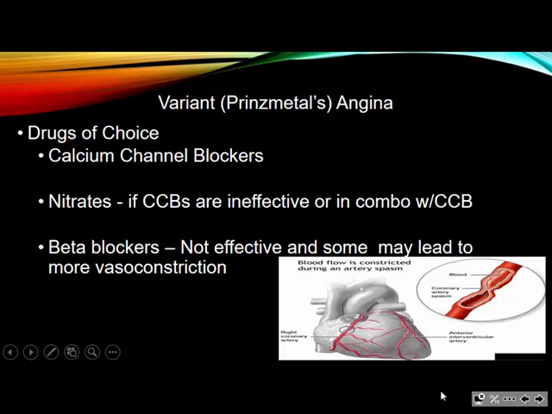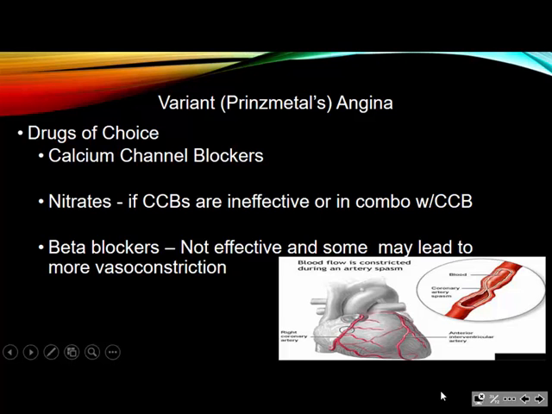Beta blockers in these patients, and this is probably a point you'll want to star and remember, are not effective and sometimes may lead to more vasoconstriction. They can have unopposed alpha effects, like our metoprolol that works at what receptor? Beta 1. Versus carvedilol that may be alpha and beta. So for these patients with variant or Prinzmetal's angina, we don't recommend beta blockers in most of the patients.